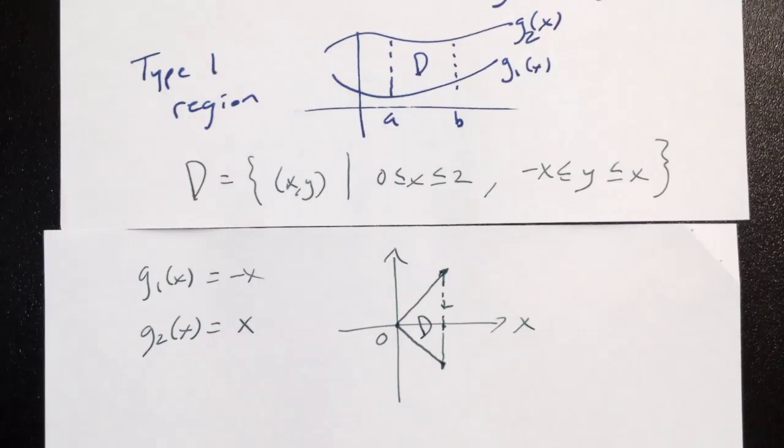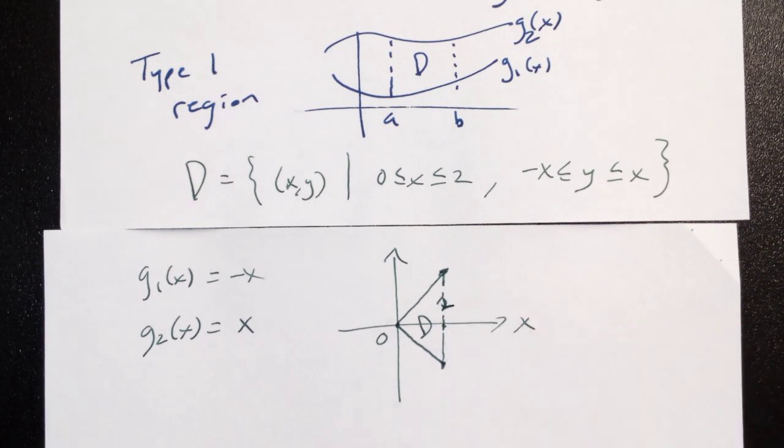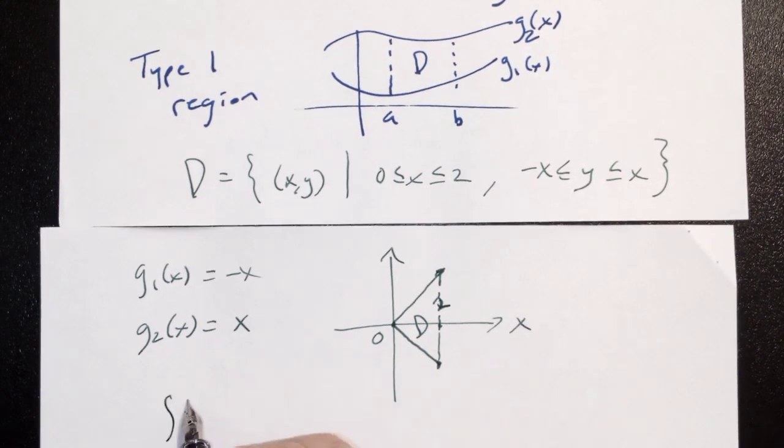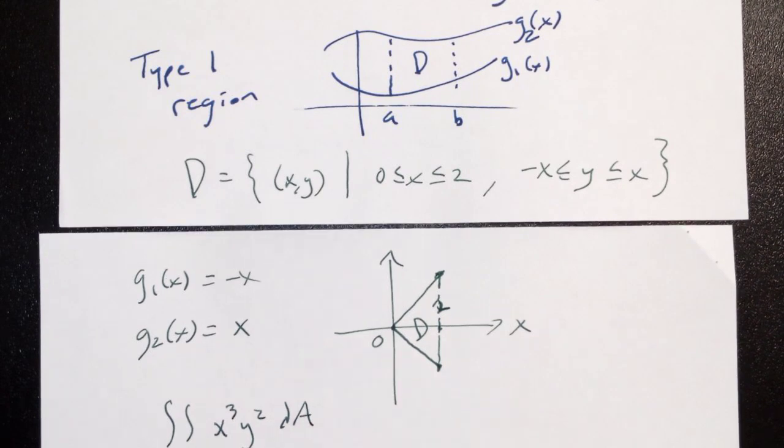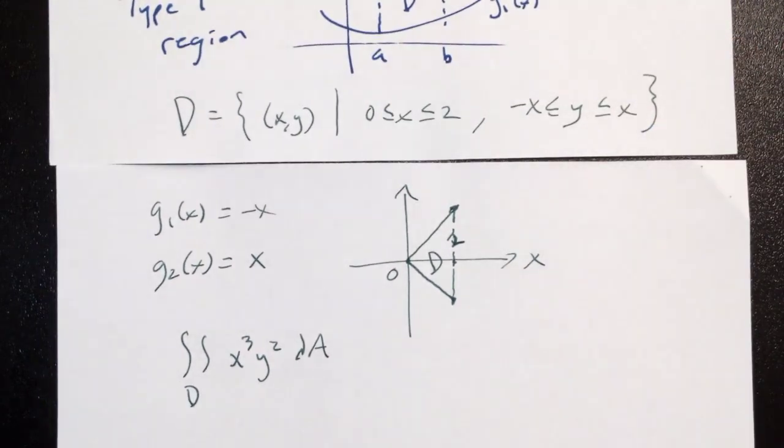This is my domain D. So I would like to do an integral. I would like to do the double integral over this domain of x cubed y squared dA. Now, other than the fact that that's a nasty looking function, I still should be able to figure out what this does.